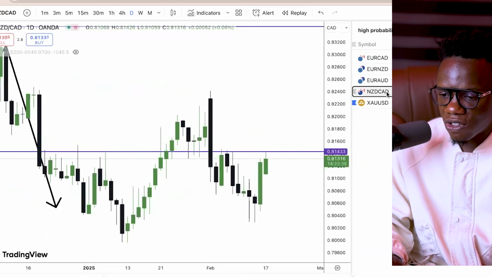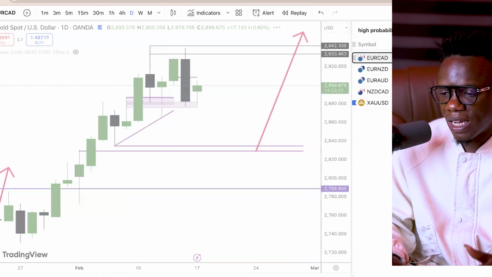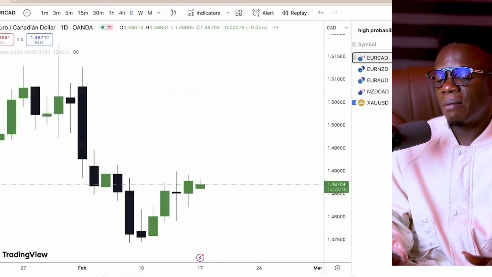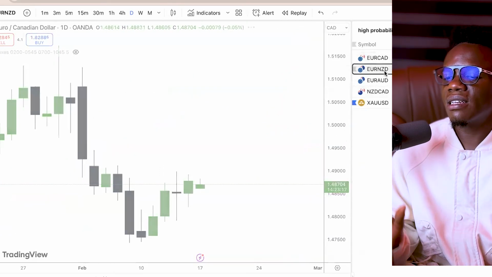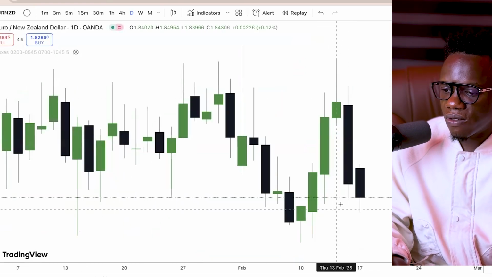Which is the next thing I want to show you guys, how you can look for your entries. Everything depends on the entry, and for the entry, I'm very, very specific on how I engage the market, because I am interested in price action printing the low and high of the day during the London session.